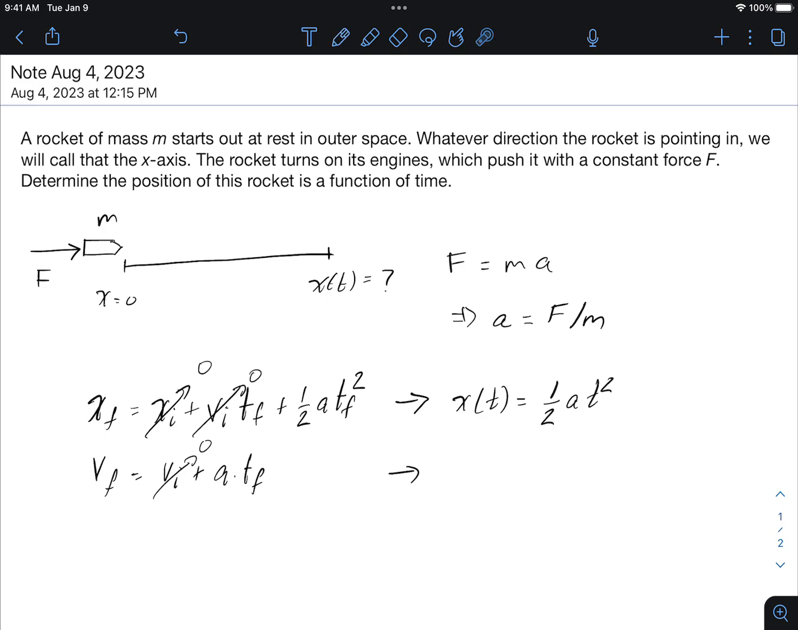And notice, we know what a is. We were told F in the problem, and we were told m in the problem. So we know what this thing is. This is a complete solution. This is the position of the rocket as a function of time. And if we wanted the velocity at time t, that final velocity is just going to be a times t. And so this is our final solution.